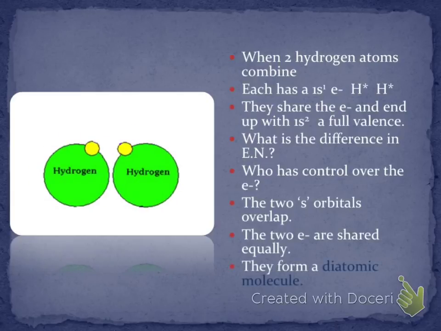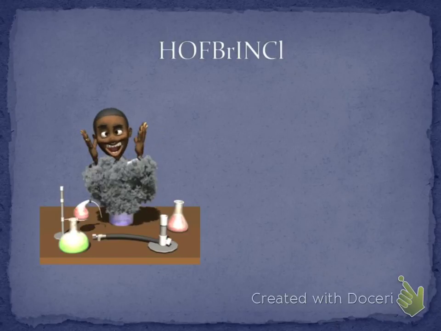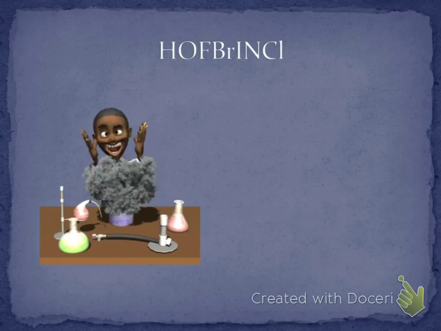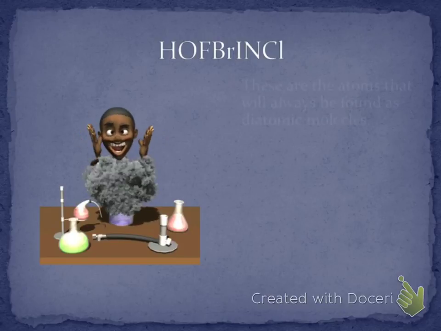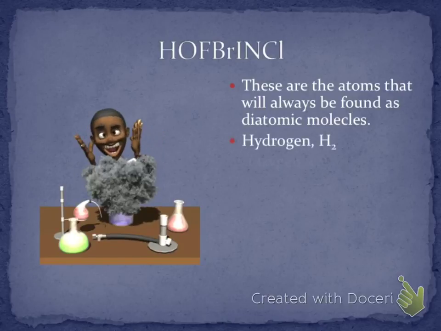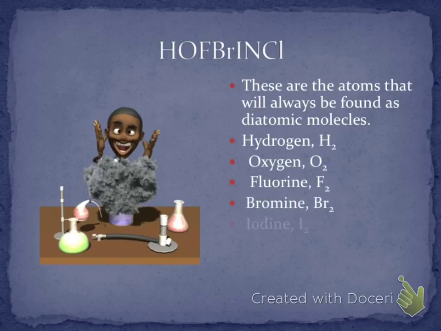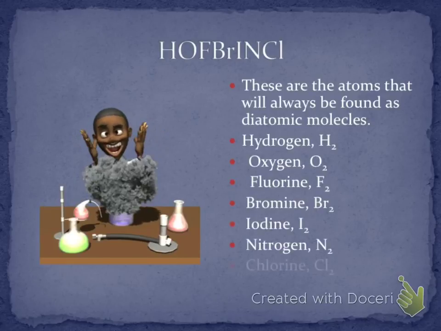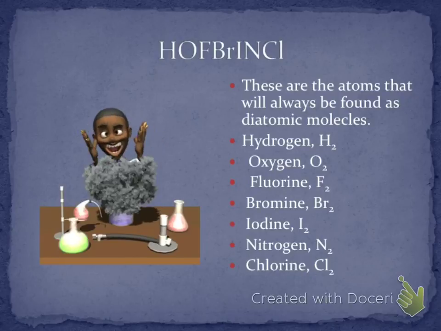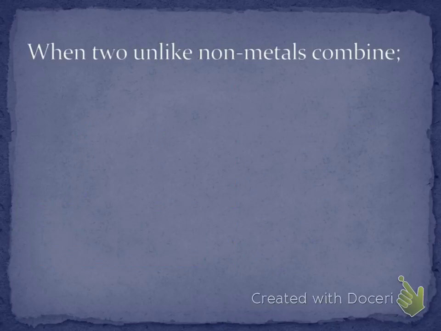Diatomic means a two-atom molecule. I told you in class today that it was Professor von Hofbrinkel who discovered that the elements that make up the letters of his last name also form diatomic molecules. So it's hydrogen, oxygen, fluorine, bromine, iodine, nitrogen, and chlorine. You'll never see them singly by themselves. They will either be in a compound or they will be with their twins.